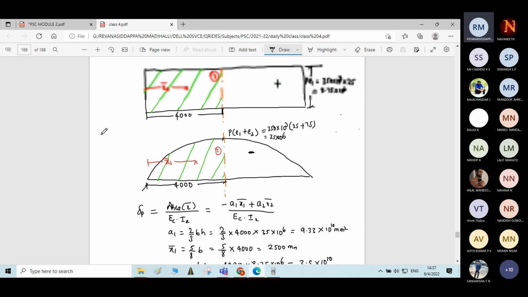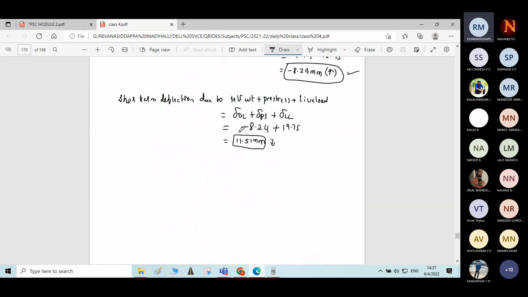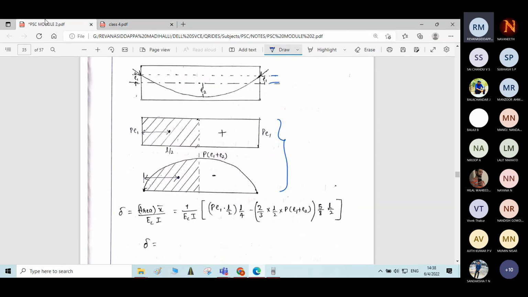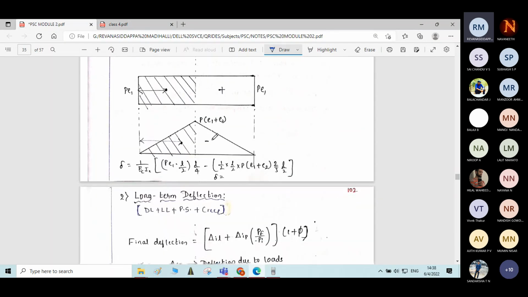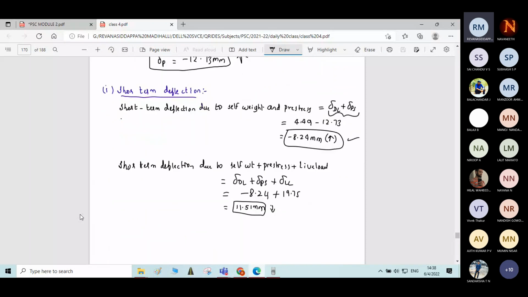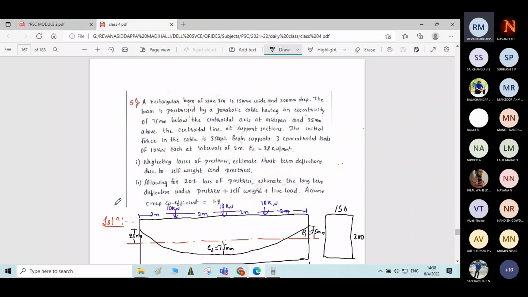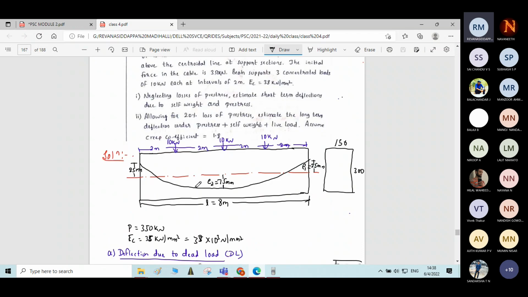Then coming to the second question. In the notes, I have calculated the deflection due to self-weight, prestress and the live load, students. I have not calculated the deflection due to only the self-weight and the prestress, that you can make it. Next, moving to the second question, that is asked to find, allowing for 20% loss of prestress, estimate the long-term deflection under prestress, self-weight and the live load.